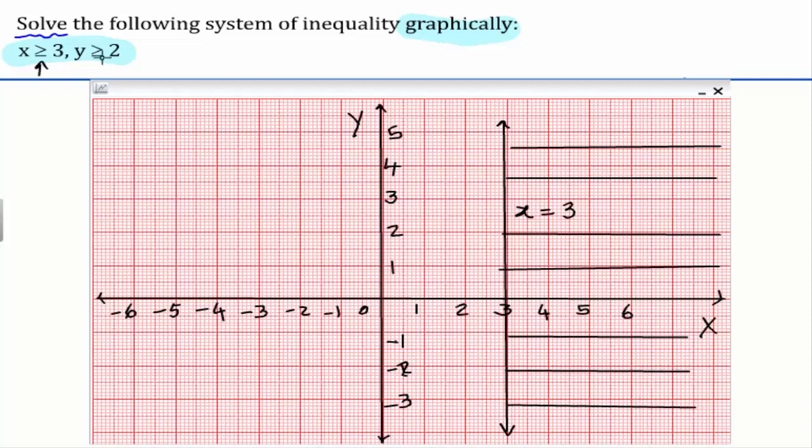Now this is the solution of one of the two inequalities, which is x greater than or equal to 3. This is x greater than or equal to 3. Now we need to draw the graph for the second one.